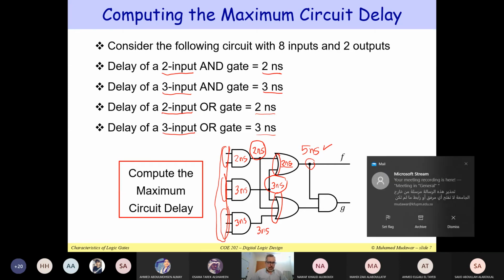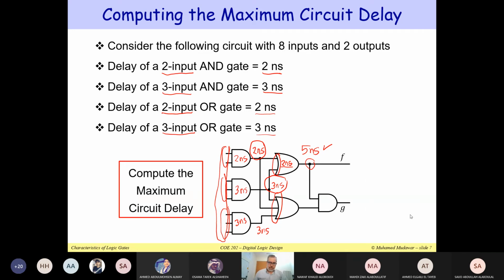Fine. How about the second OR gate? 6. Yes. Well, we know that actually the delay of this is 3 nanoseconds. And yes, we know that we have here 3, here we have 2, here we have 3. So we have to look at the maximum delay at any one of these inputs. So we get 3, and then we add 3, we get 6 nanoseconds. Do you agree? Yes. So this is really easy.